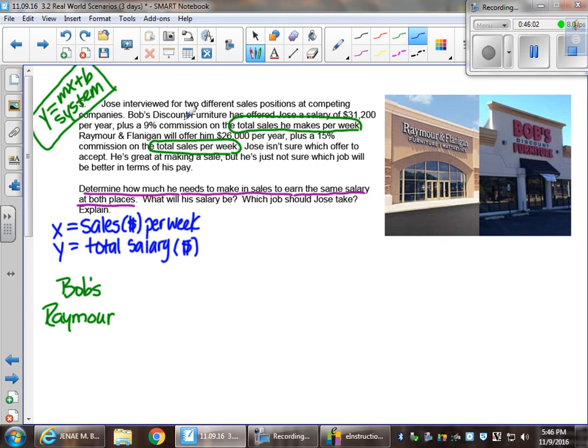When I look at Bob's Discount Furniture, it offered him a salary of $31,200 per year plus 9% commission on what he makes per week. So this is what he makes in the year. That's flat. That's a one-time salary for the year. So y equals $31,200 plus, how do you write 9% as a decimal? In your calculator, if you're not sure, do 9 divided by 100. You should get 0.09. So he makes 9% on whatever his sales per week are.